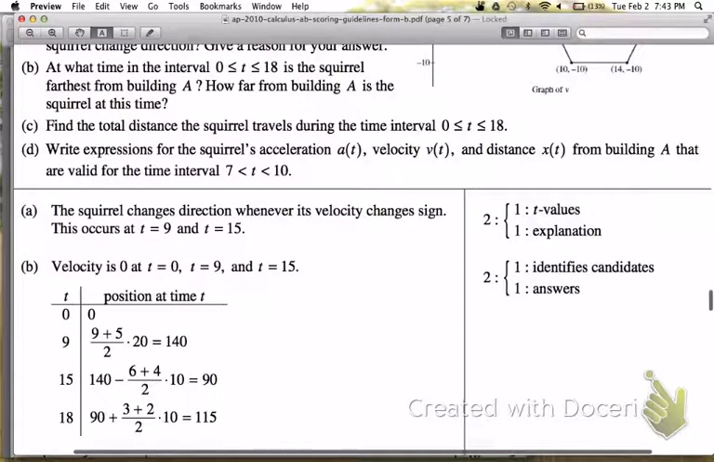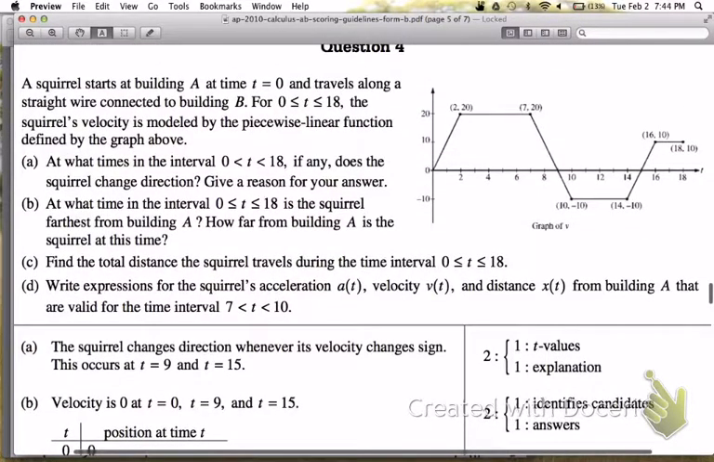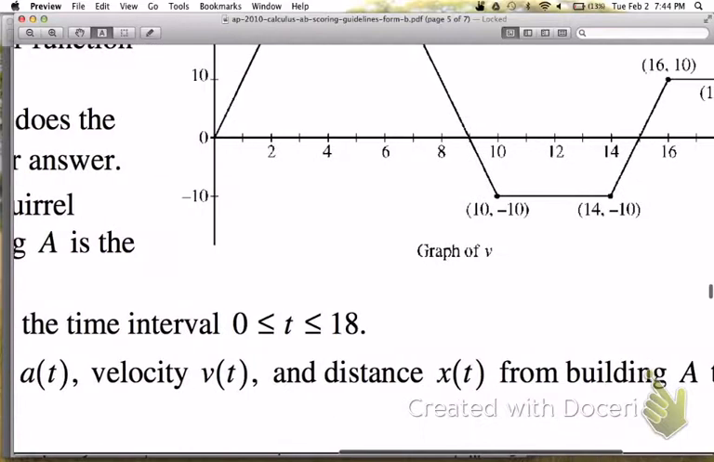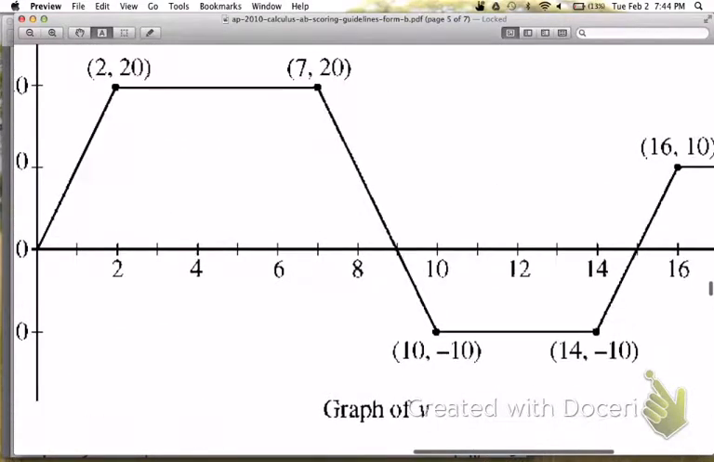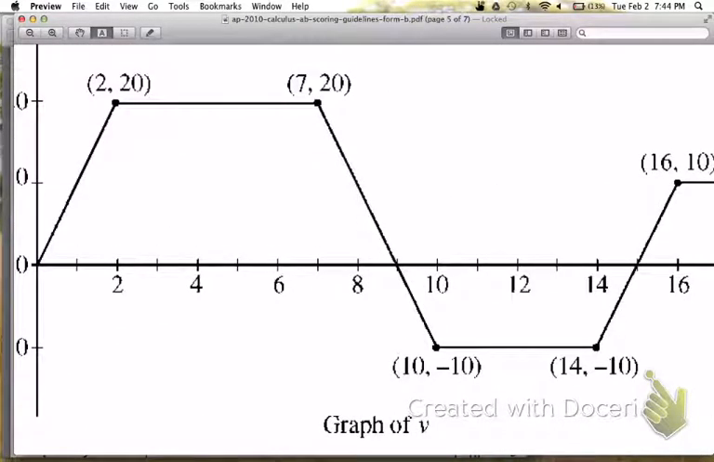It says write expressions of the squirrel's acceleration a of t, velocity v of t, and distance x of t from building A that are valid for the time interval from 7 to 10. So if we look closely over here, I want you guys to notice that 7 to 10, I'll highlight it on the x-axis and on the actual graph. 7 to 10 is this interval right here. And if you look at it on the actual graph, that's just this line right here.